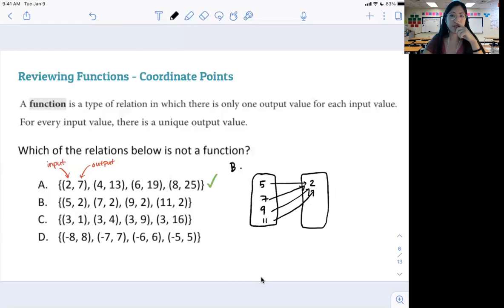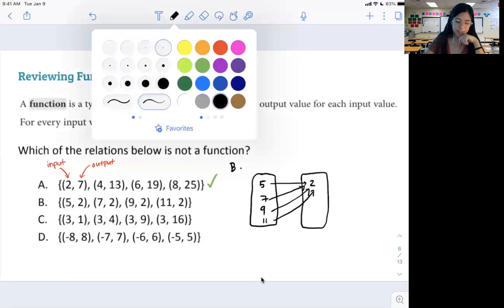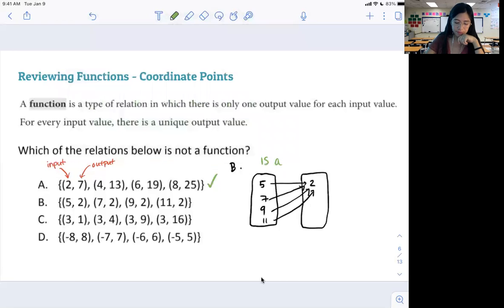So is this a function, yes or no? Yes, this is a function. Because there's no branching. They all go to the same place, and that's okay. As long as there's no branching, you're good. So that is a function. So that's where it gets a little tricky. Does anyone have any questions on this one, on B?